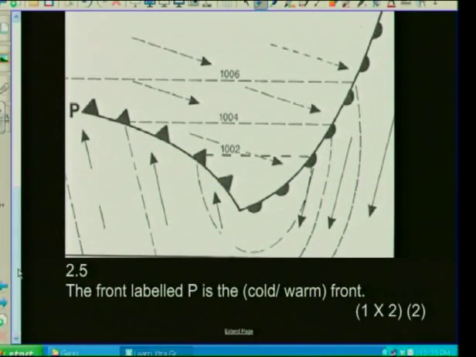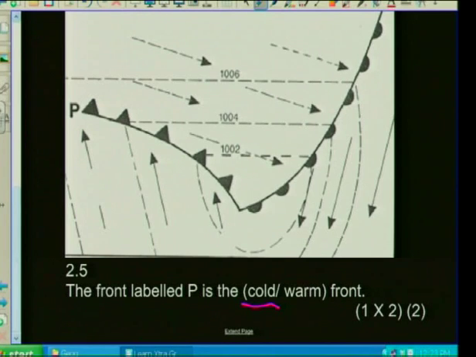The front labelled P is a cold or warm front. It's a nice one for your revision to see whether you understand your work. All right, so it is a cold front, P. You can see that this is the warm front.